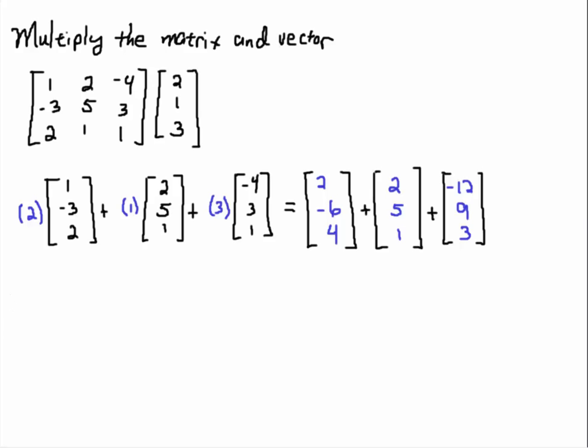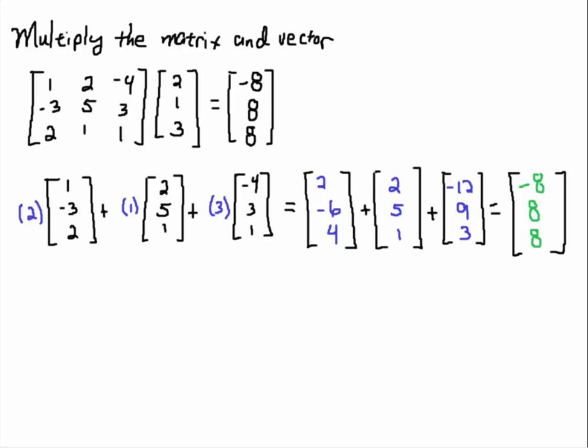Now let's just add all of these together, and we get 2 plus 2 is 4, minus 12 is minus 8, minus 6 plus 5 is minus 1, plus 9 is 8, 4 plus 1 is 5, plus 3 is 8. So you get the vector minus 8, 8, 8. And that is how you can do matrix multiplication.